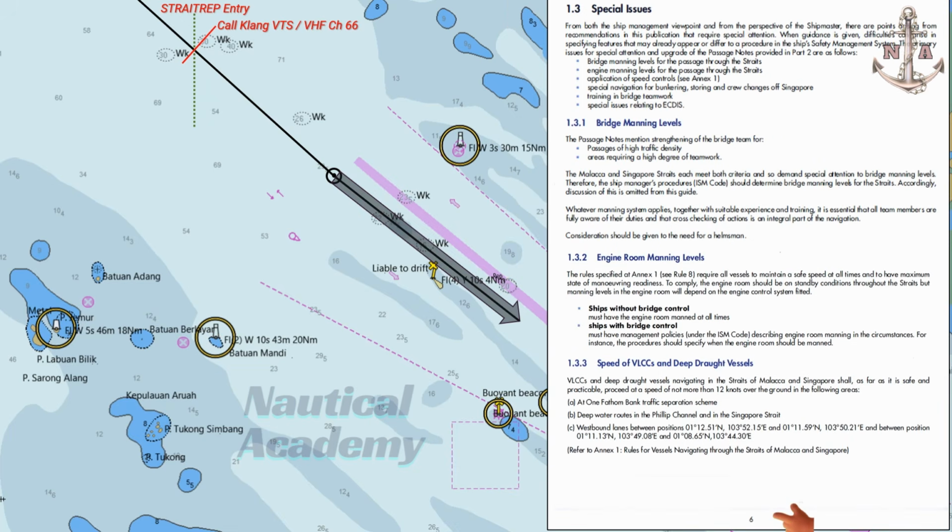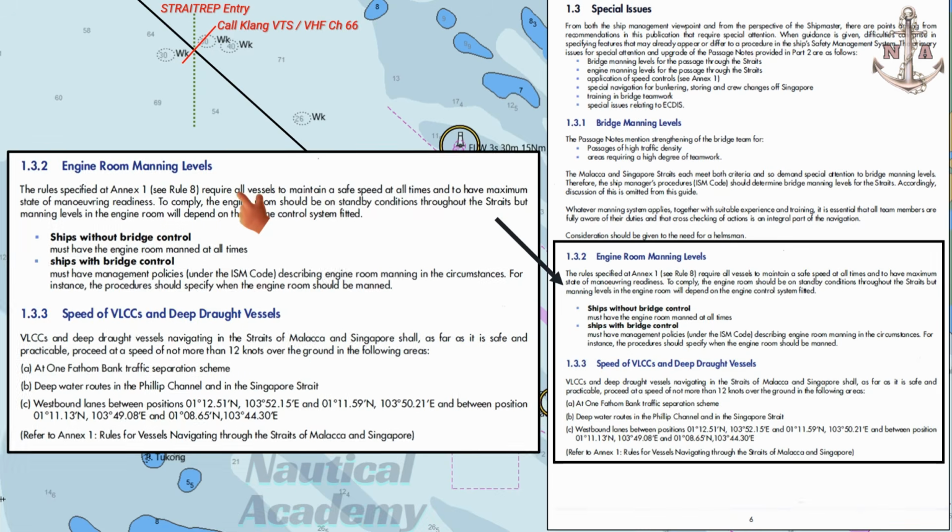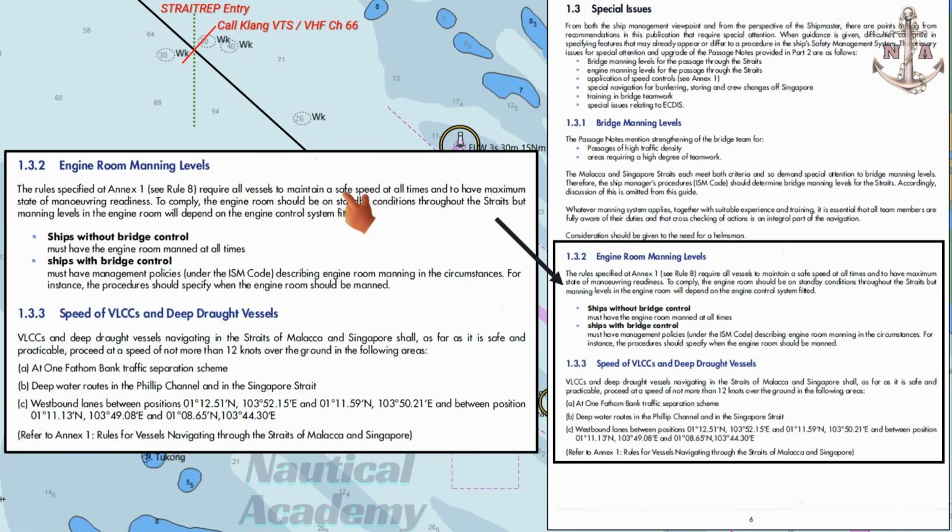However, let us refer to page 6 of this guide. Here, it is stated that all vessels should maintain a safe speed at all times and have a maximum state of maneuvering readiness. Under paragraph 1.3.3, it clearly states that VLCCs and deep draft vessels navigating in the Straits of Malacca and Singapore shall, as far as it is safe and practicable, proceed at a safe speed of not more than 12 knots over the ground in the following areas.